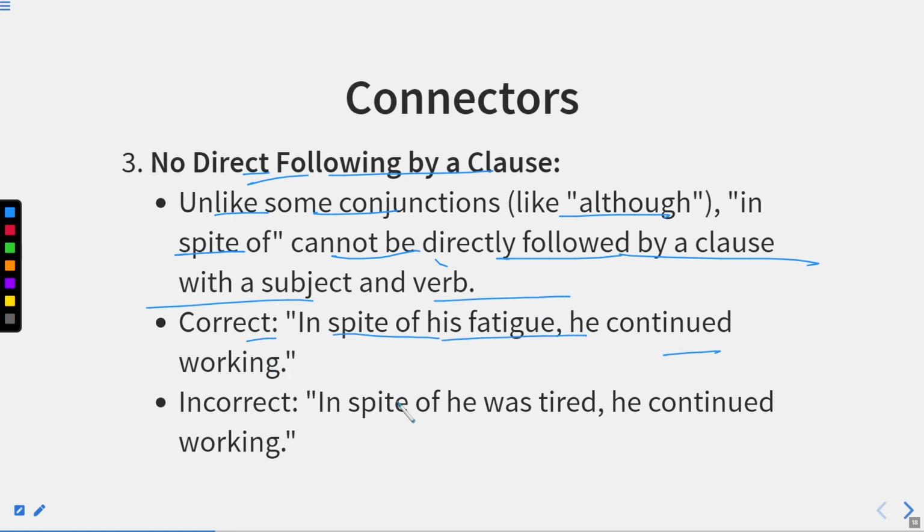Correct: in spite of his fatigue, he continued working. Now what can be the incorrect sentence? In spite of he was tired, he continued working. Now, he was tired, in spite of he was tired, that is incorrect. In spite of his fatigue. So, as I told you, either we can use the objective case or the prepositional phrase, or the possessive case, but we cannot use the nominative case or the simple sentence. Okay, so in spite of his fatigue, he continued.